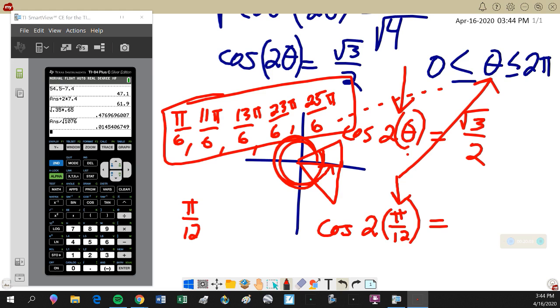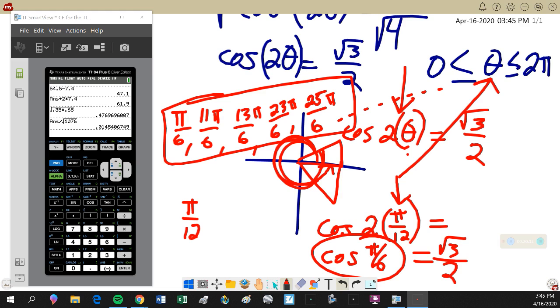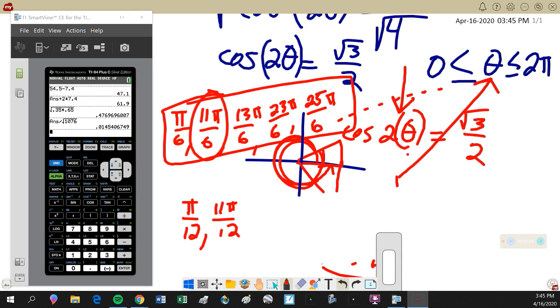What happens when I double it? I get the cosine of pi over 6. Is the cosine of pi over 6 equal to root 3 over 2? Yes. Now I've satisfied both requirements. I found an angle that's in the window, and that angle, when doubled, creates a cosine value that's equal to the number I need. Okay. So let's try the next one. 11 pi over 6. Divide that by 2, and I get 11 pi over 12.